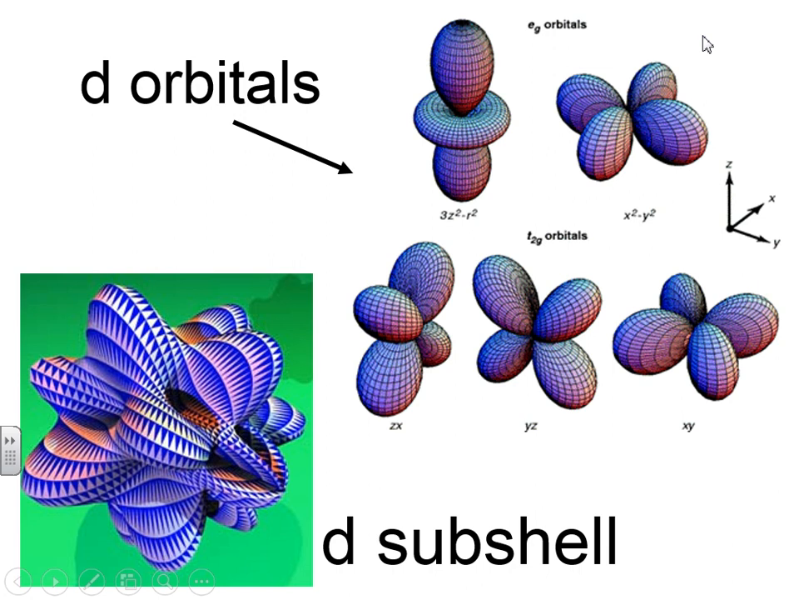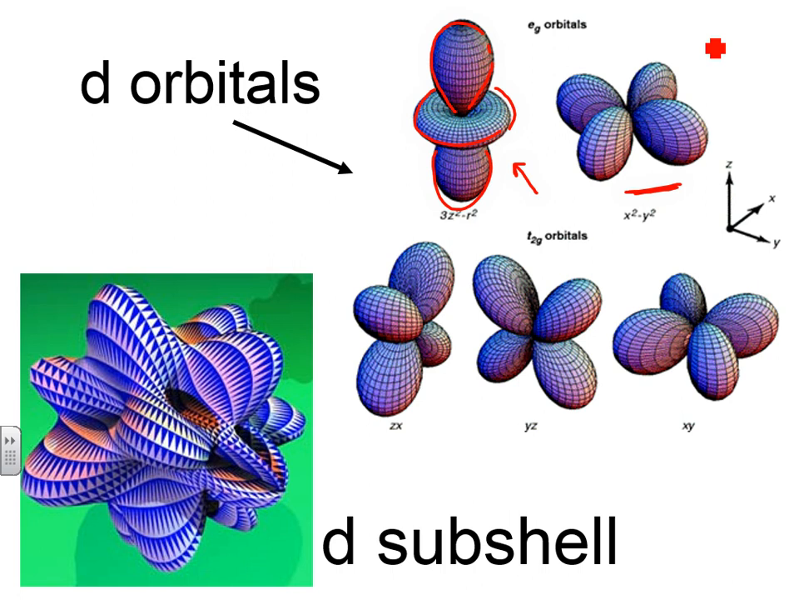Four of them look like a butterfly with four wings, and they're oriented in four different directions. The fifth one looks really strange. It's like a donut shaped in the middle, and then kind of like a p orbital below and above. This idea of the 8. All 5 of these put together give you the subshell. So this is the D subshell.